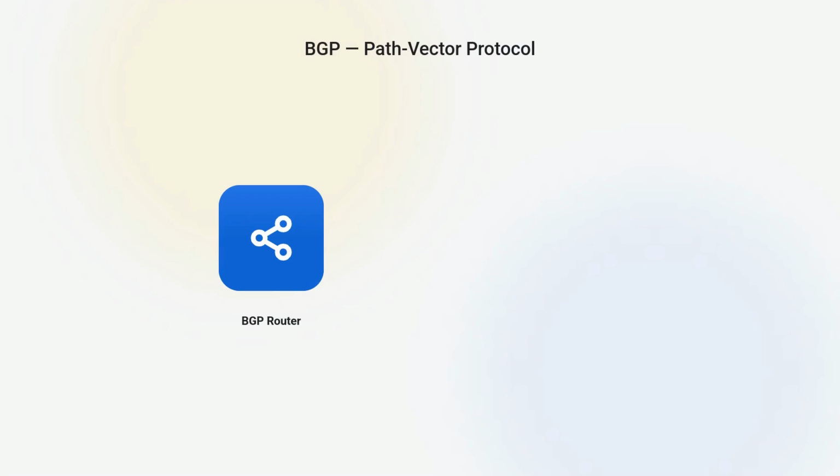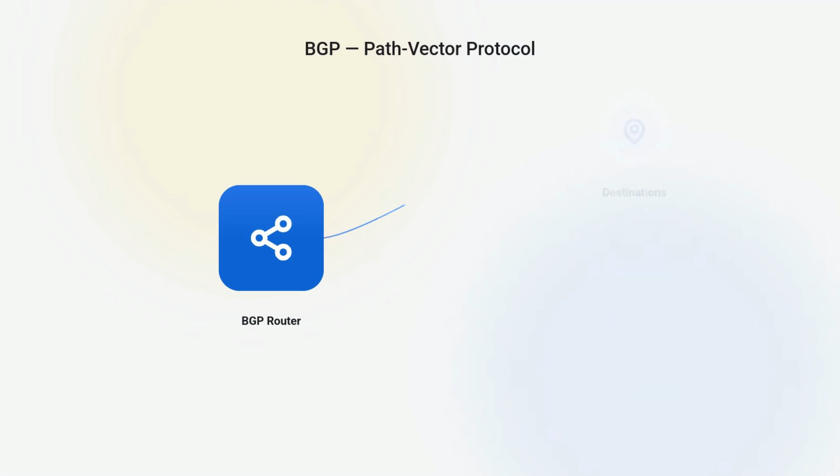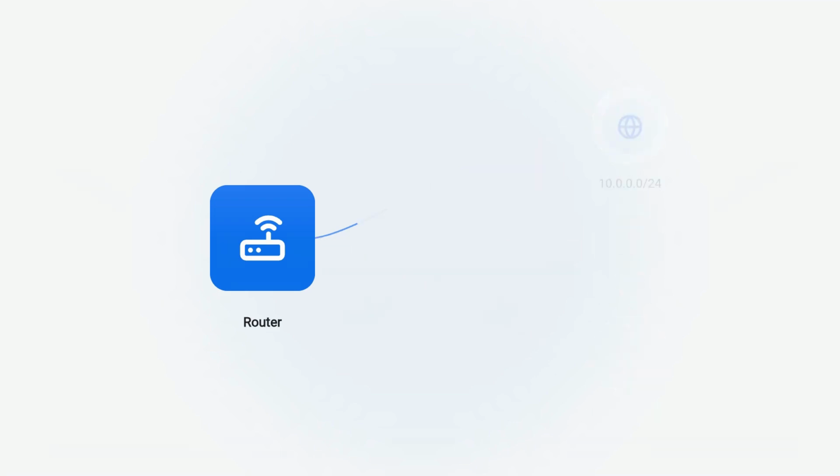Instead of flooding the full topology map the way a link state protocol does, BGP advertises reachable destinations along with path information and attributes, so routers can make decisions based on policy, not just shortest visibility. The destination information is usually carried as NLRI, network layer reachability information. In plain language, that means prefixes a router says it can reach.